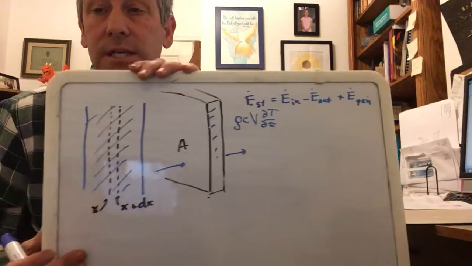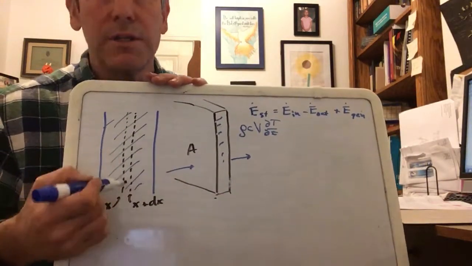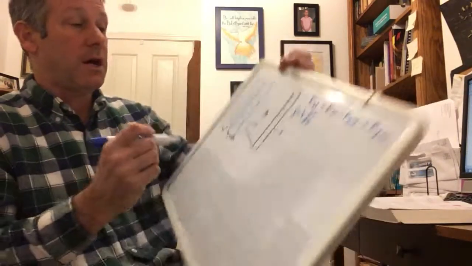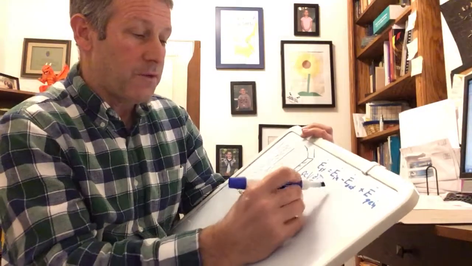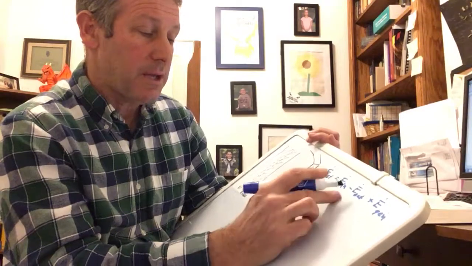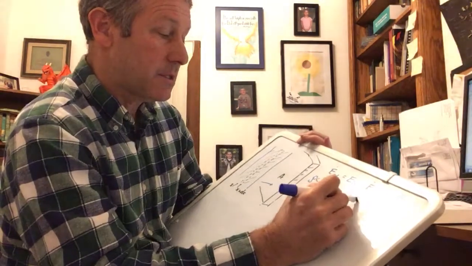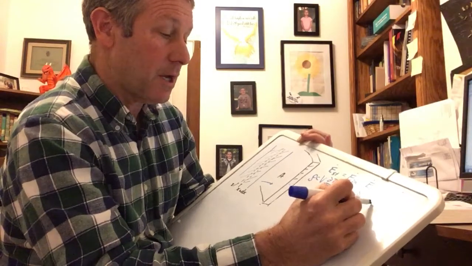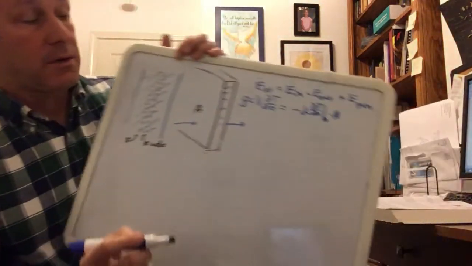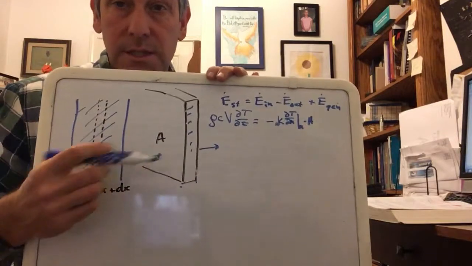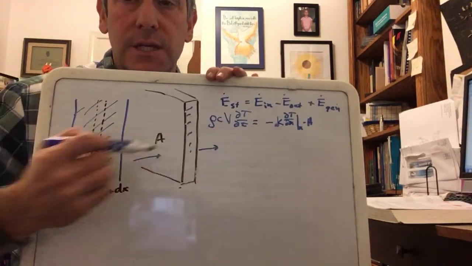Okay, how is heat getting into this? Well, it's conduction, so it would be Fourier's law. So for the first one, I would do negative k, we'll get that up there in just a second, dT/dx at x times the area. Okay, good. So basically that first term gives the rate at which heat is getting in.